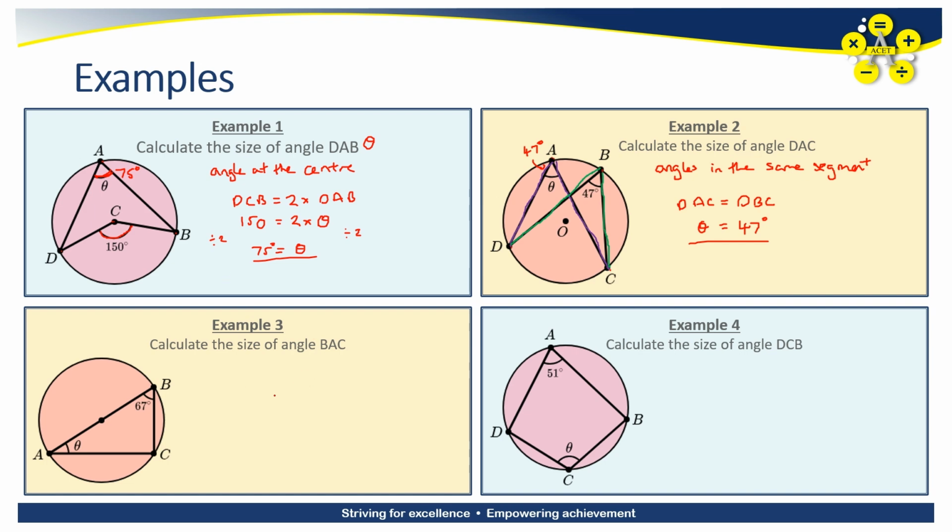Example 3. Thinking about what we've got here, I've got 2 points that join through the centre and back out the other side. So what we've got is a diameter. And that diameter creates 2 halves of a circle. It creates 2 semicircles. So we're going to use the theorem angles in a semicircle.